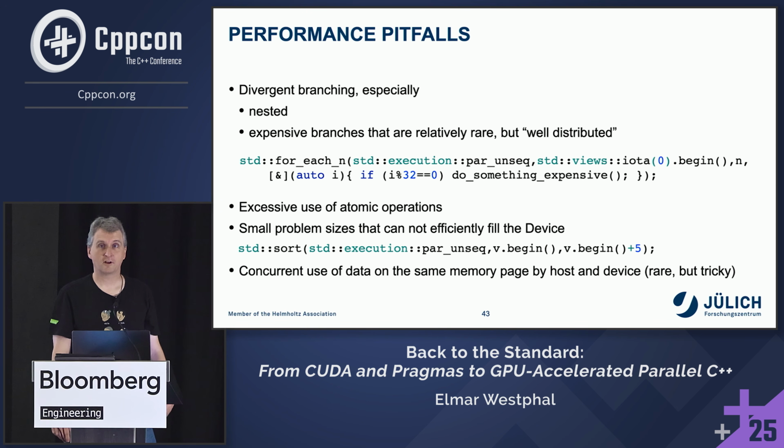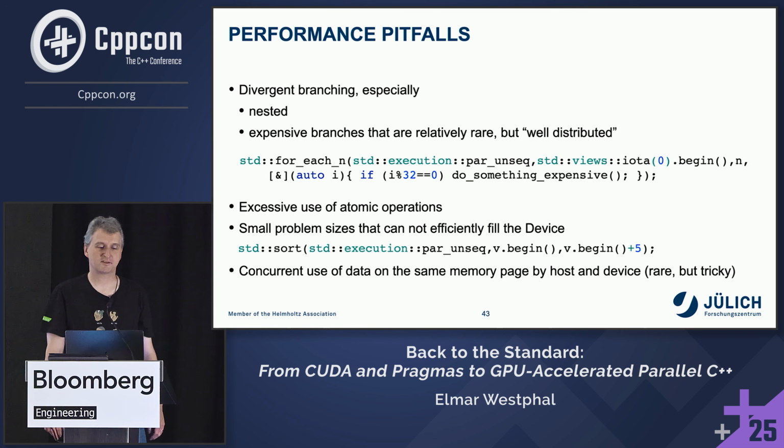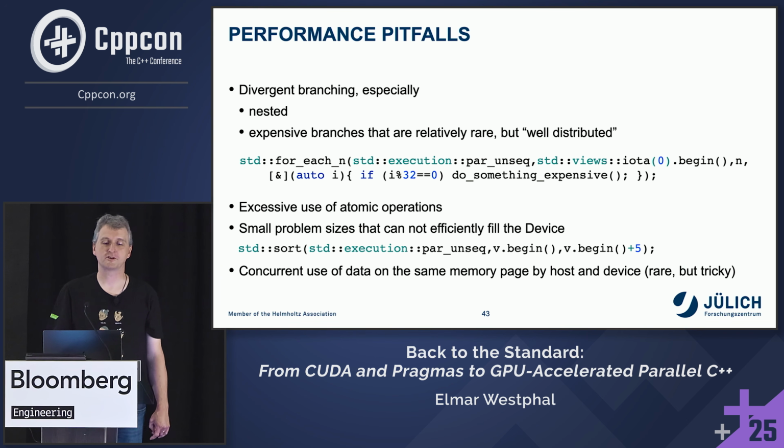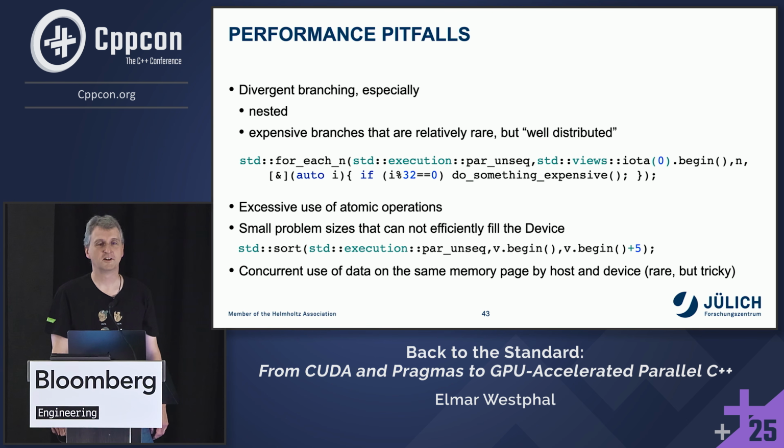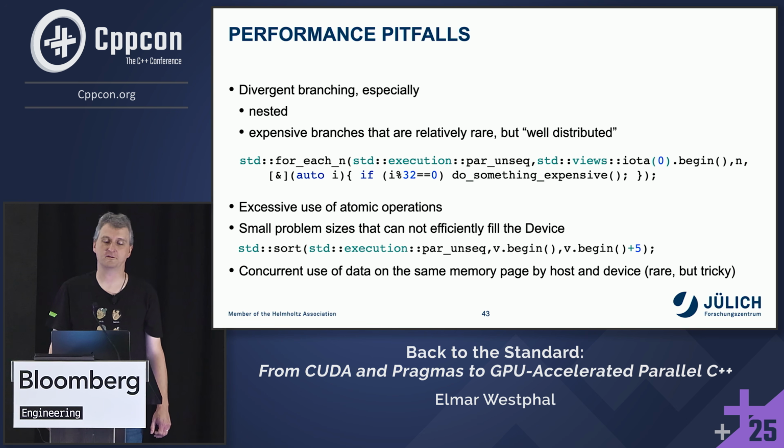Then remember the threads within a warp running in lockstep. This can be bad if you have divergent branching, especially nested divergent branching. The threads that are in the if case will run, and then after that the threads in the else case will run, and so on, and you get some kind of serialization of the if-then-else tree here.